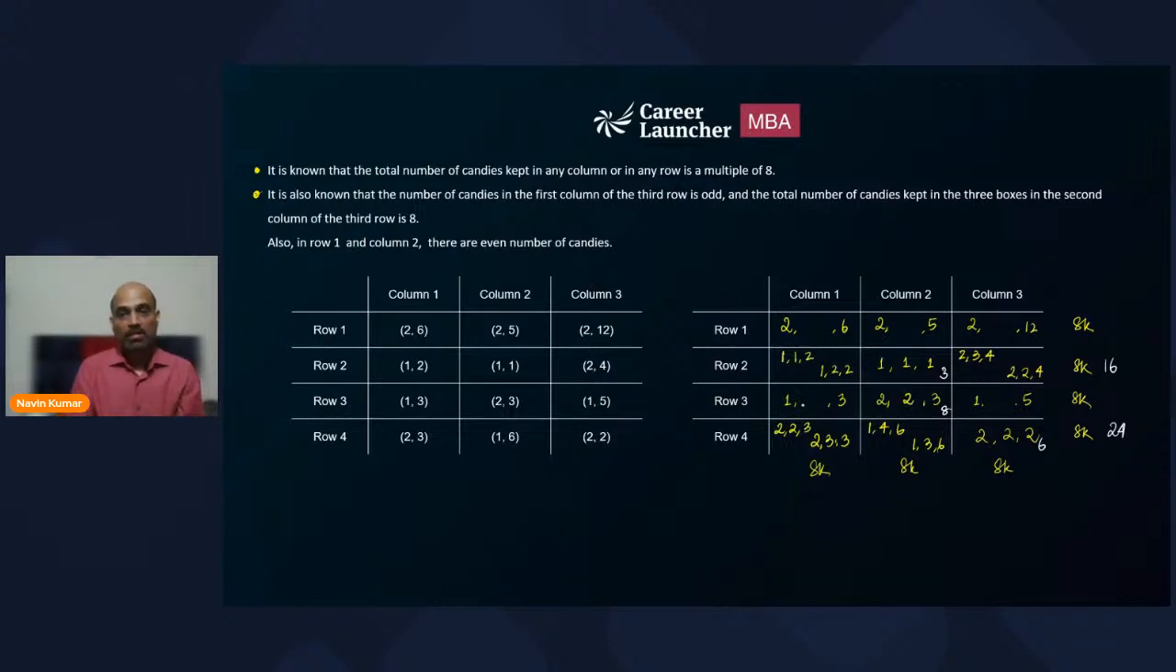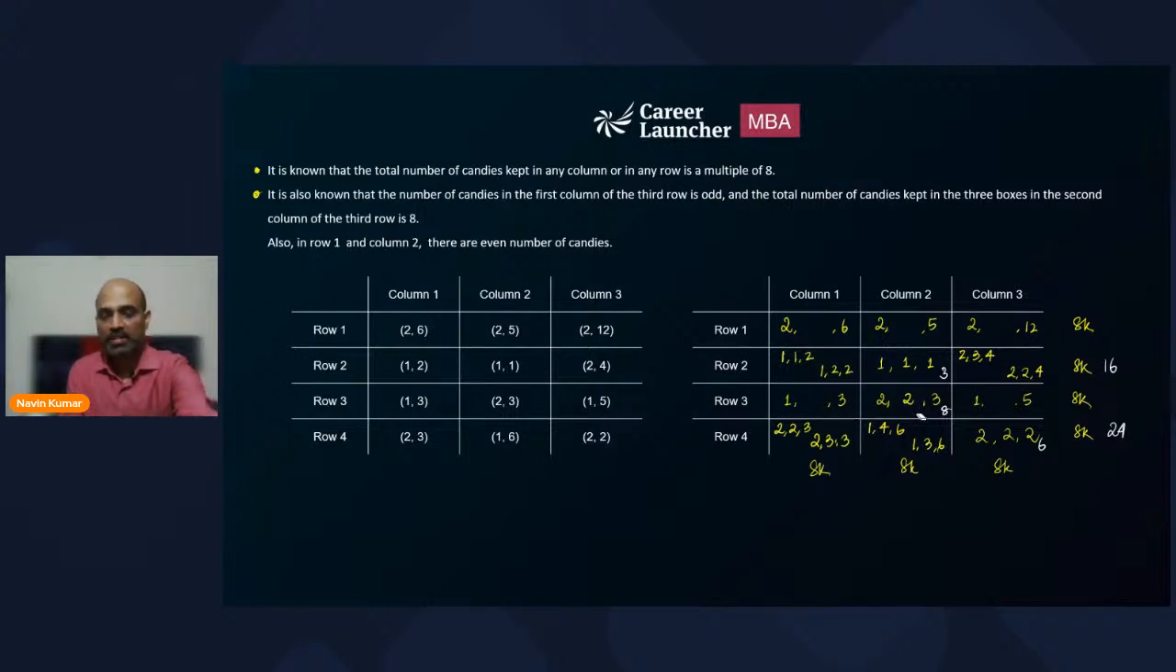Now, first column, third row, we are supposed to have an odd number of candies overall here, out of which we already have 4. So can we say we can take 1 so that this is odd, 1 plus 1 plus 3 is 5, or we can take 1, 3, 3, which is 7. This is also odd. Okay. So we know that we can't take 2 here.